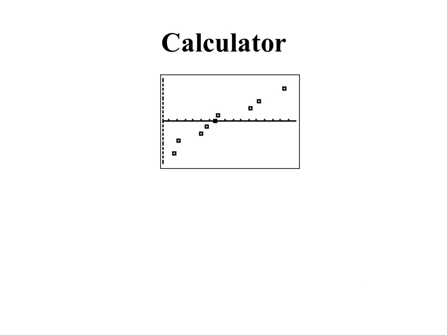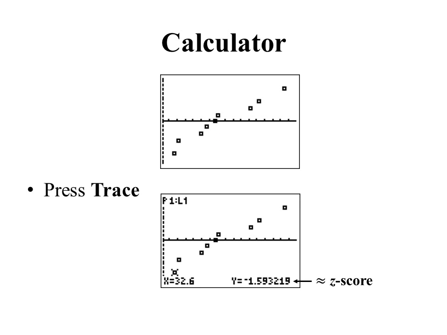And you should get a window that looks like this. This is the calculator's normal quantile plot. Notice that looks very, very similar to what we calculated by hand. However, it's not identical. If we press the trace button, we can see the coordinates of the points that it has plotted.